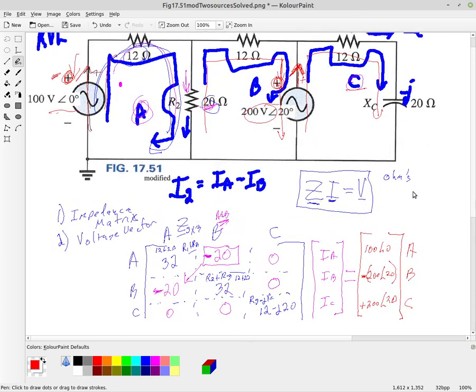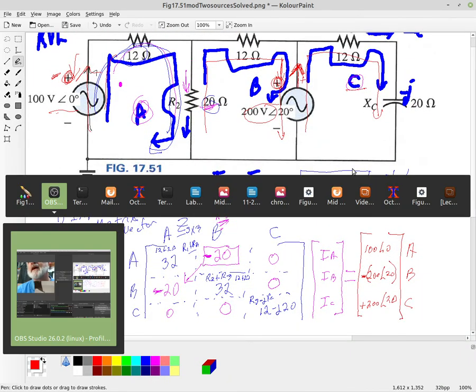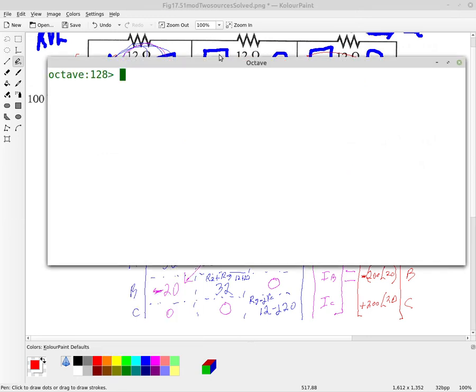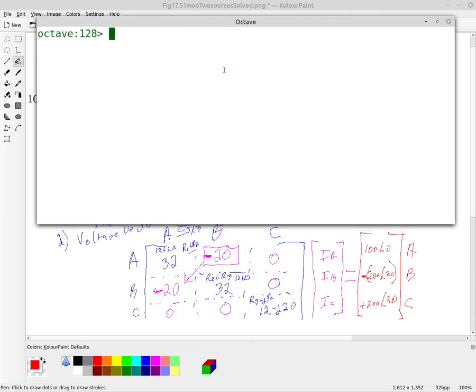So if we come over, I really prefer to use Octave to solve this. So if we come over here, we can create our impedance matrix Z, and I'm just going to use a lowercase for typing here. Remember, Octave is case sensitive. And we need to just put this row in. So we're going to have a 32, minus 20, 0, comma, minus 20, 0. And you could do this one of two ways. You could do it all on the same line by putting a semicolon here, or you can actually just hit the enter key and go to the next line, whichever you prefer.